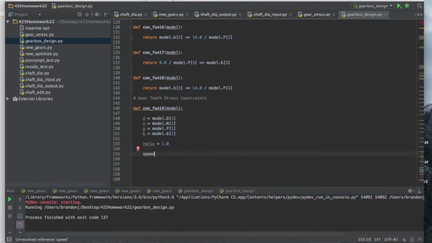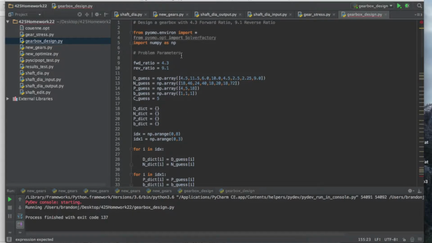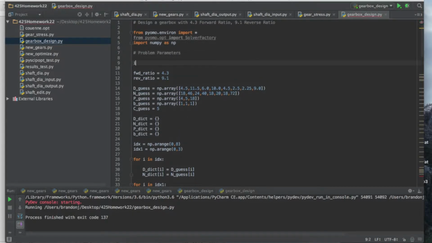So now we need the speed. We need to get the RPM here. Actually, I don't think we need the speed, so let's just not do that. So we have the ratio, so let's go ahead and calculate what that Ft would be. Tangential force, again, so we have the torque, right? The torque is going to be the input torque times, and before we jump into this, we'll just go ahead and define this.